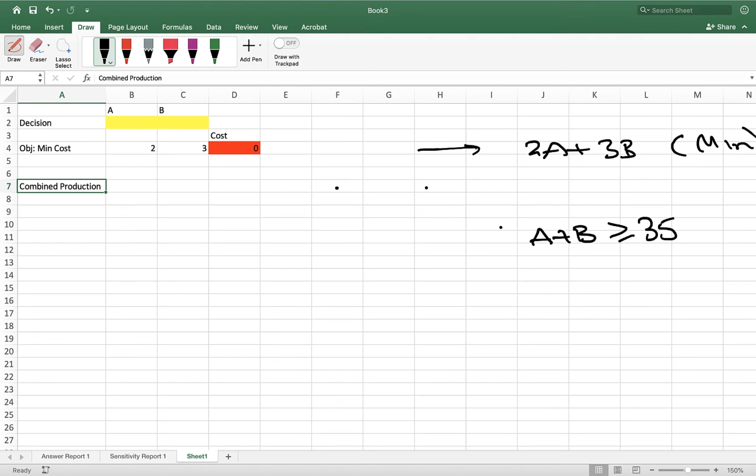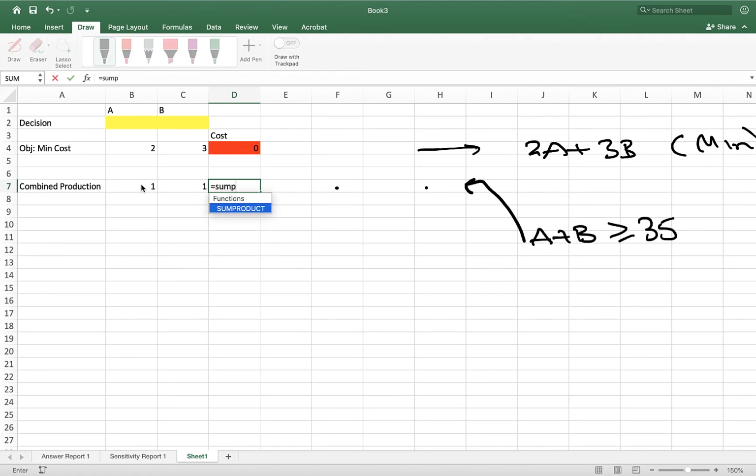So how are we going to write that in? We're going to write in a little bit higher up here. But let's write that in. So it's just going to be 1A plus 1B. And here we're going to actually write in the same formula we've got up above. So it's going to be sum product of these guys times these guys up here. I could have copied it down from above. But there you go. And I want that to be greater than or equal to 35.